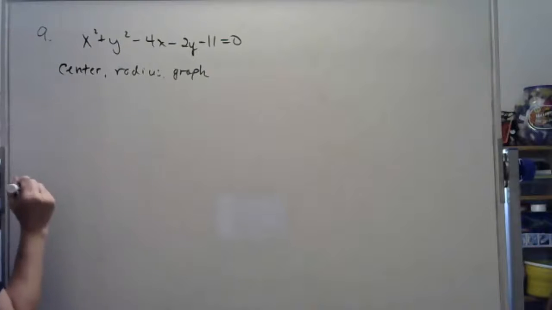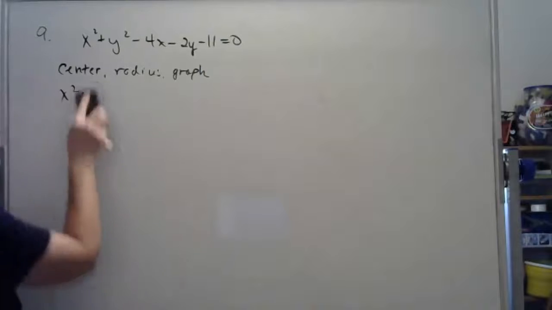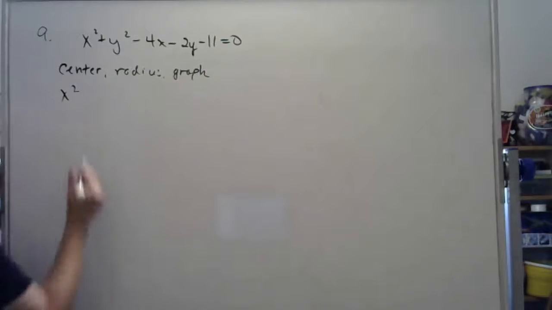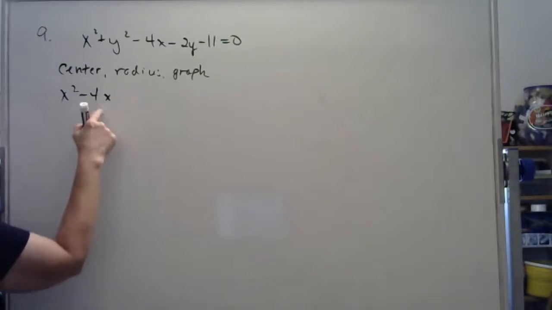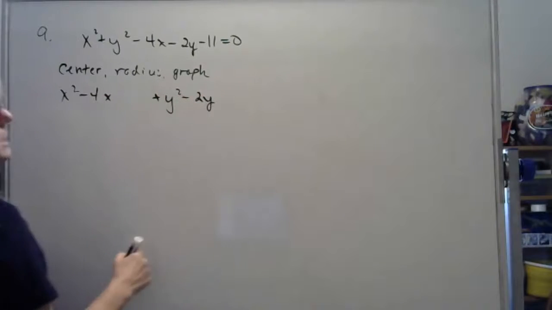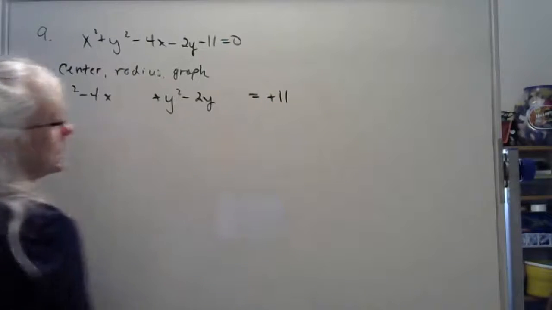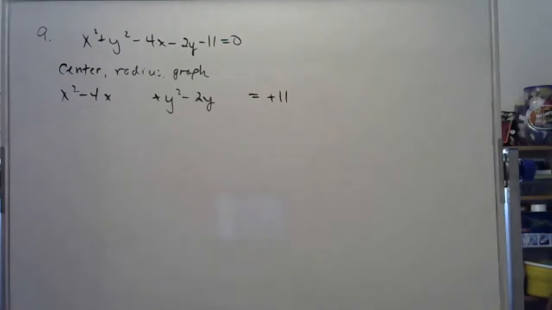So let's go find the center. If you remember what we need to do is to complete the square. So I'm going to group the x terms together. Then I'm going to group the y terms together. And I'm going to move that 11 to the other side and make it positive. So I've separated my variables is what we're doing.